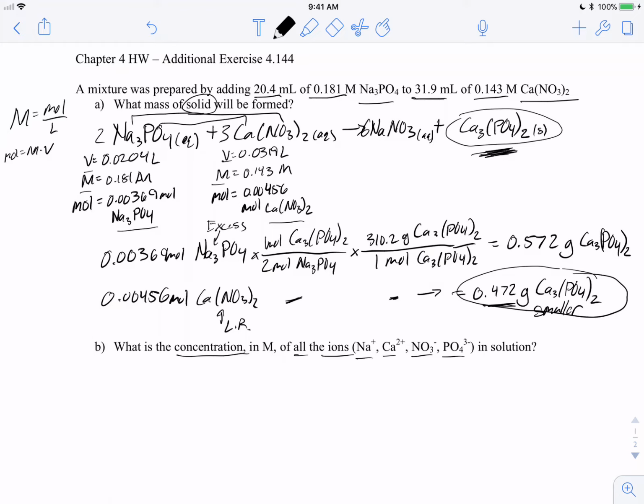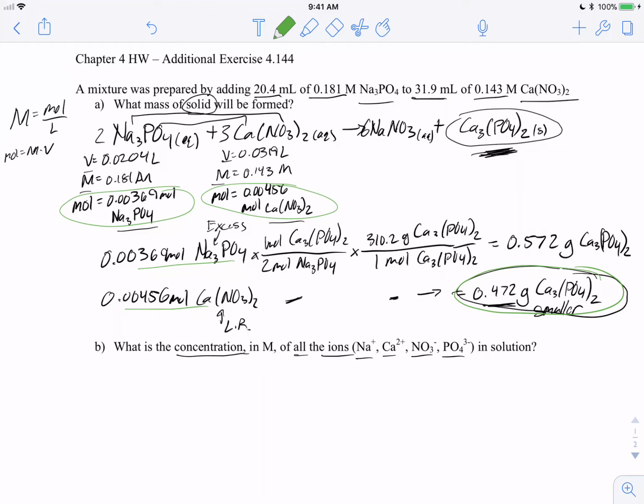So now we've done that first part that we were asked to do, which is identify the mass of the solid. What we noticed is that we had to identify our limiting reactant because we were given the amounts of two of these reactants, the moles of sodium phosphate and the moles of calcium nitrate. If we have the amounts of two different reactants, whether from a mass or from molarity and volume if we're dealing with aqueous reactions, we've got to figure out which one's limiting. We identified that our calcium nitrate is our limiting reactant, and we would end up producing 0.472 grams of calcium phosphate solid.